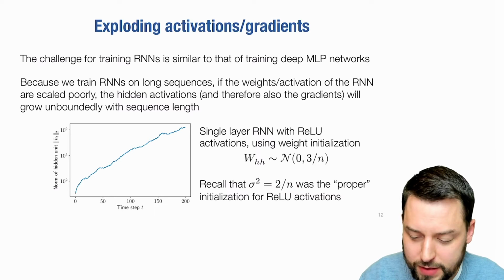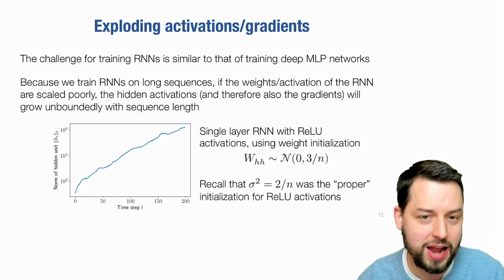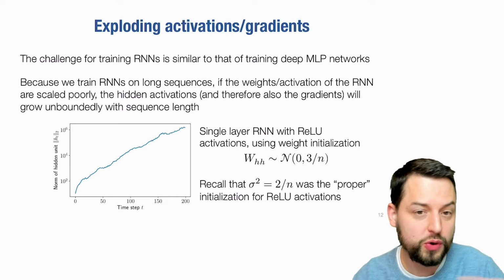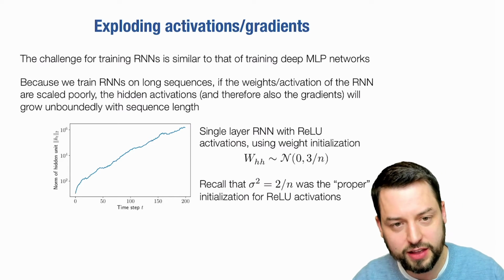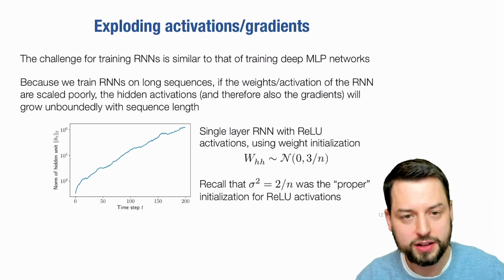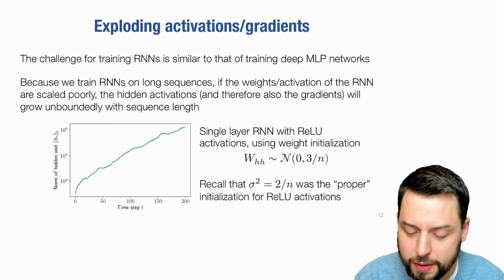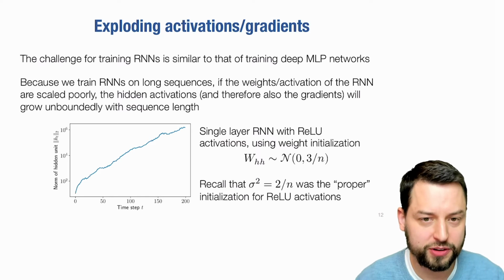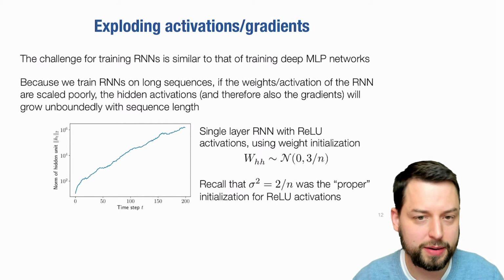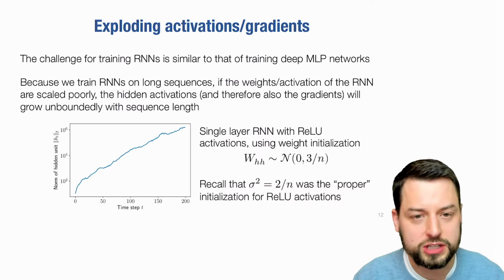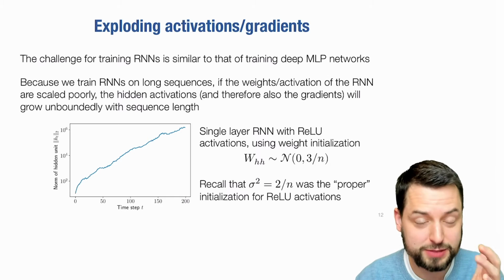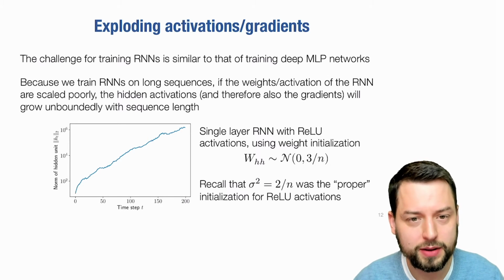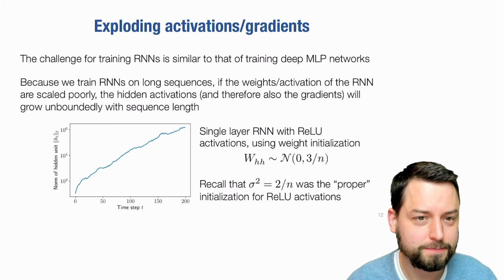And if we had more than 2 over n, the activations would increase over the depth of the network. And if we had less than 2 over n, they would decrease over the network. That problem in the case of a deep multi-layer perceptron was admittedly a bit artificial, because we don't typically train 50-layer deep multi-layer perceptrons.